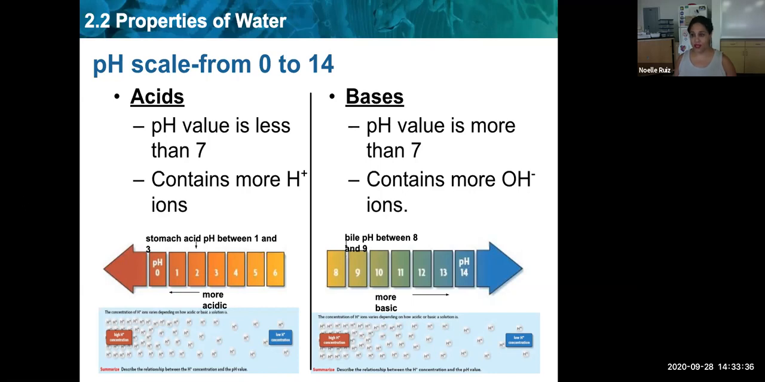So most of the time our bodies like neutral things right at 7, but there are substances in our bodies that help us break down food that can be on the acidic or the basic side.